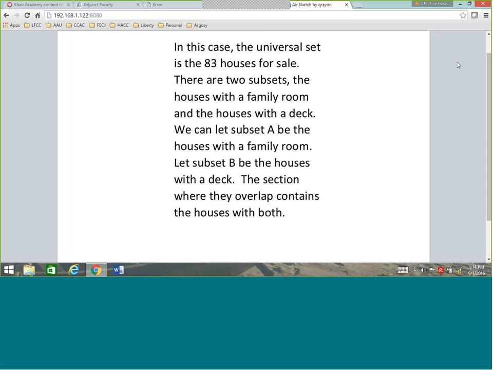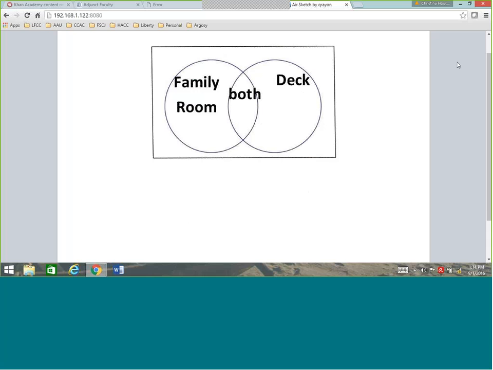And then the section where circles A and B overlap would be the houses that contain both a deck and the family room. So it would look like this: the universal set is the box, and we have the family room circle, we have the deck circle, and then we have a section in the middle where those two circles overlap, and that would be both. So the houses that have both a family room and a deck would be in the overlapping section.